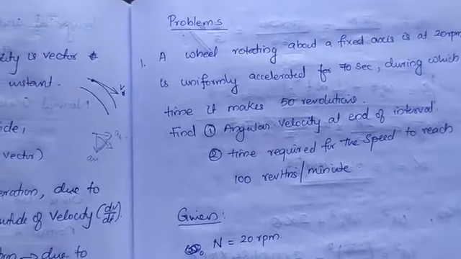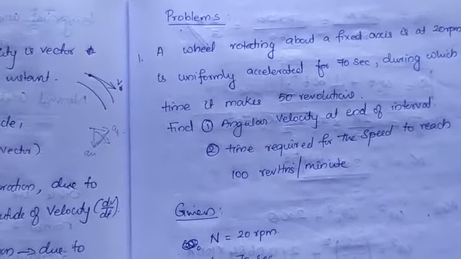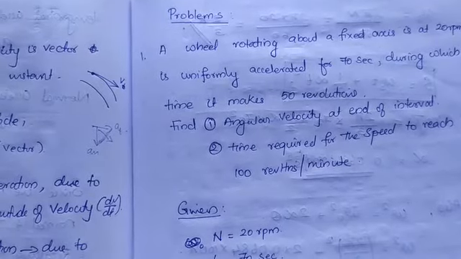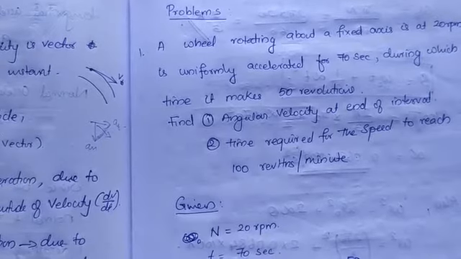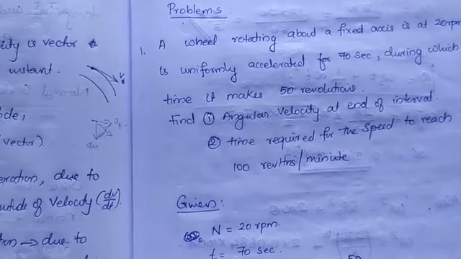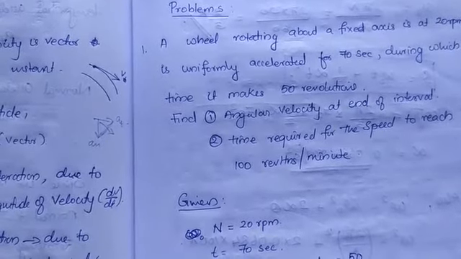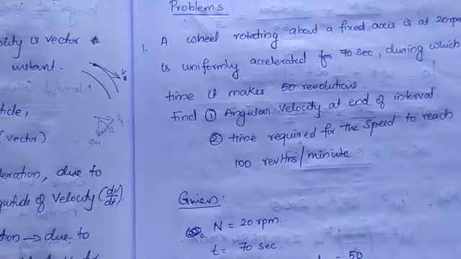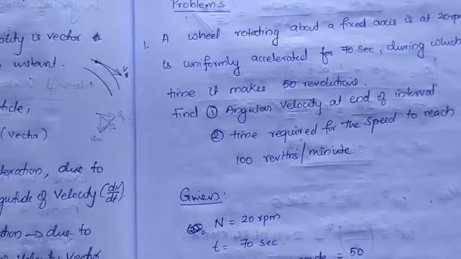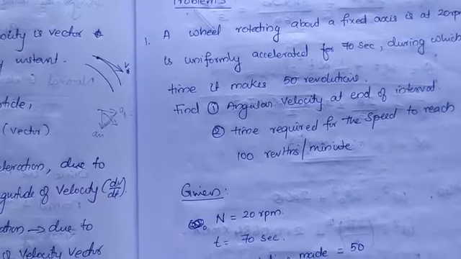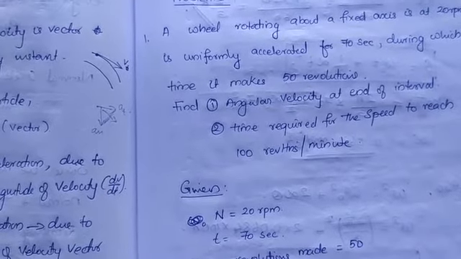a wheel rotating about a fixed axis at 20 rpm is uniformly accelerated for 70 seconds, during which time it makes 50 revolutions. Find the angular velocity at the end of the interval and the time required for the speed to reach 100 revolutions per minute.